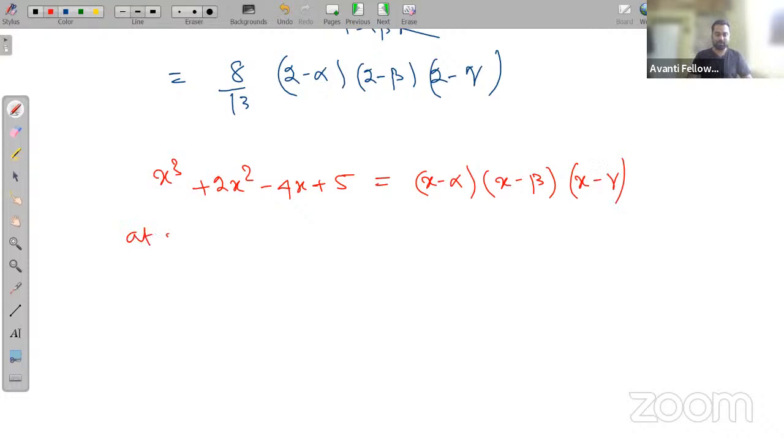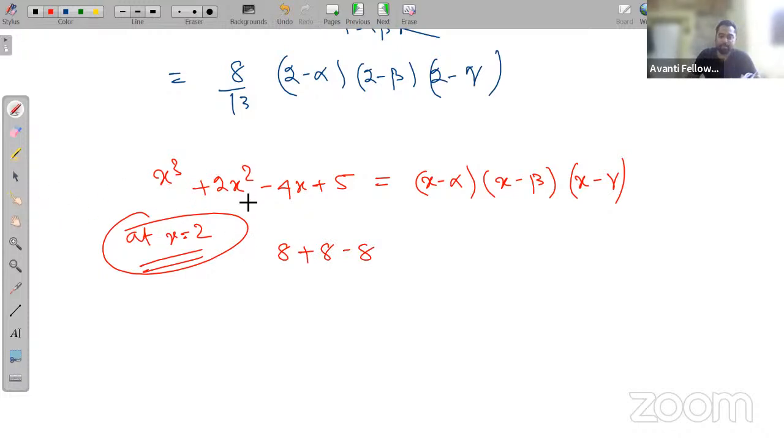So if I put x is equal to 2, see how we can solve JEE Advanced questions. There is no way actually, you just need to find the answer anyhow. If you put x is equal to 2, what are you getting? That is 8 on both sides. So it becomes 8 plus 8 minus 8 plus 5 is equal to (2 minus alpha) into (2 minus beta) into (2 minus gamma). Right?